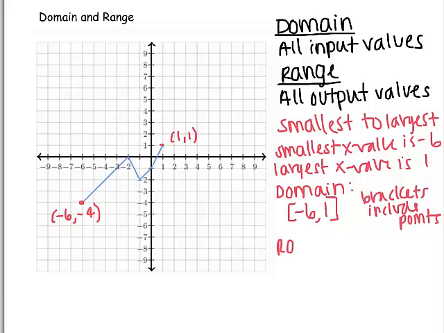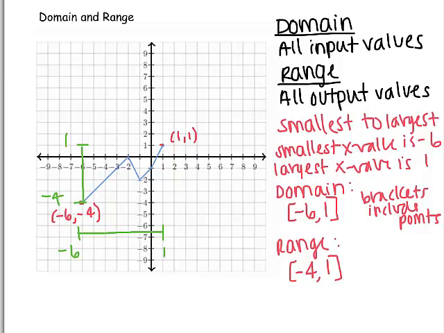Similarly, when we look at the range, the smallest y value comes from the leftmost point, which is -4, and the largest y value comes from the rightmost point, which is 1. So our range is from -4 to 1. If I want to look at it graphically as well, my domain covers this length here, from -6 to 1. And my range covers this length here, from -4 to 1.